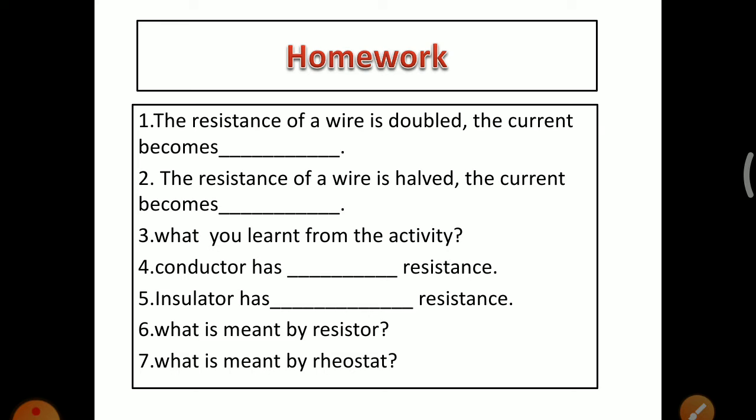The resistor and rheostat are different components. The resistor means it has some fixed values. Rheostat means it has some range of values.